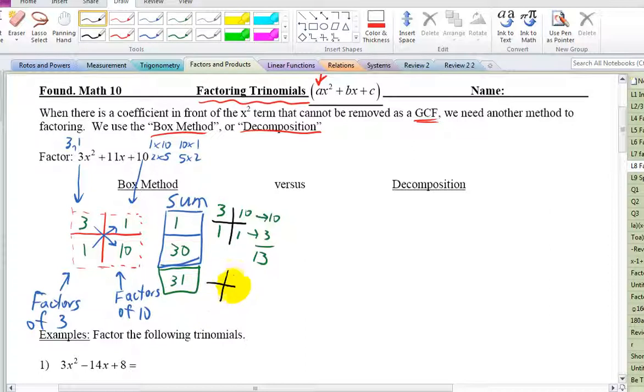Okay, so let's go and try another box. So I quickly draw another one. 3 and 1 does not change. So let's try 5 and 2. Just give it a guess. 5 and 2. So then we're going to cross multiply and get 5 and 6. What does that sum give us? 11. Ooh la la, we got what we wanted.